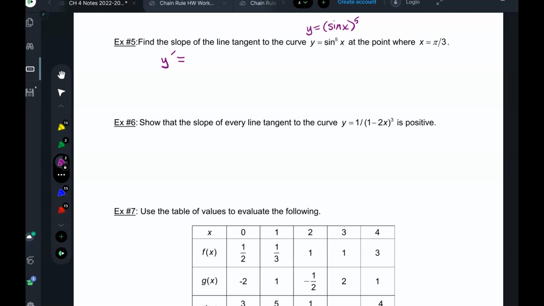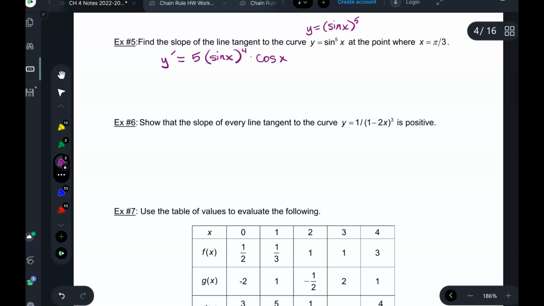Okay, so outside, the 5 goes to the front. Keep the inside the same. Take 1 away from the power. And then this is the part everyone forgets, times the derivative of the inside. So that's going to be times cosine. And if it was like sine of x plus 1, then you'd do the derivative of x plus 1, which would just be 1. But if there was a sine of 2x, then you'd have to multiply. Okay, cool.